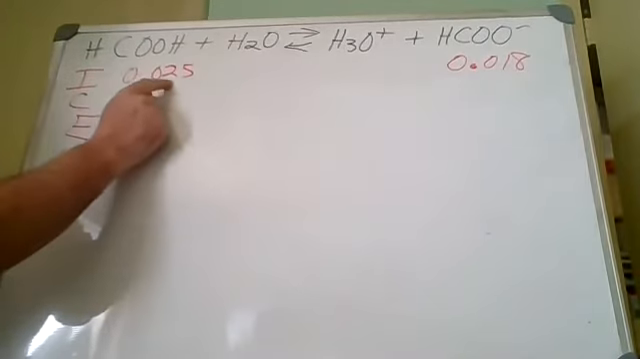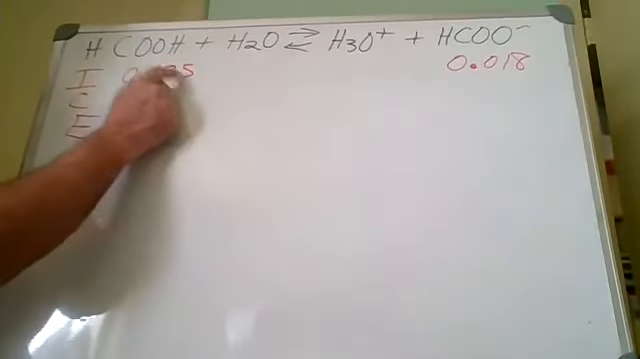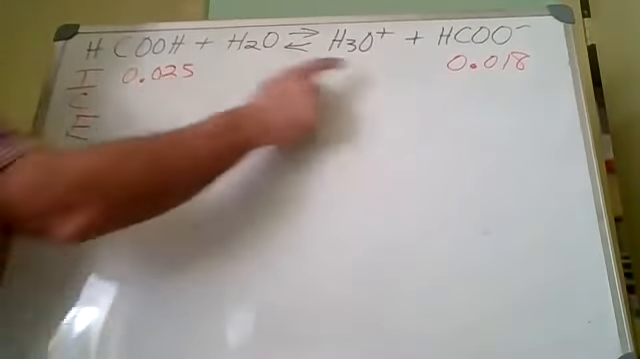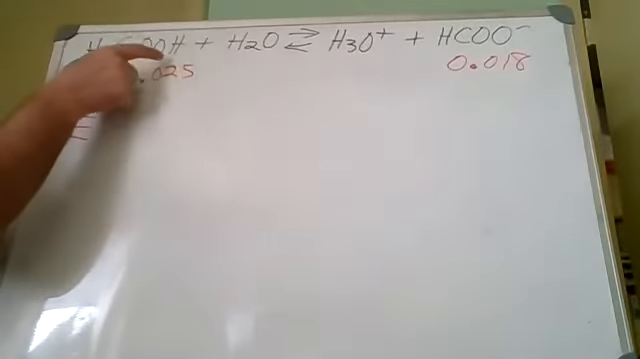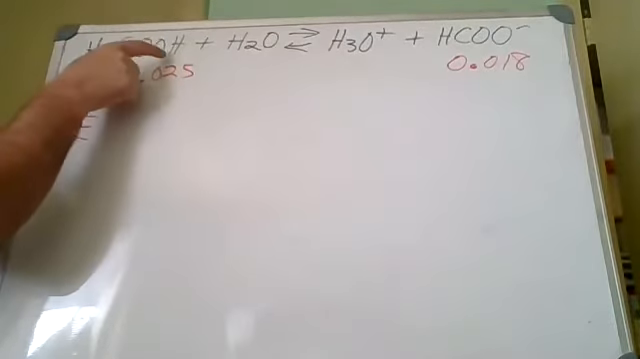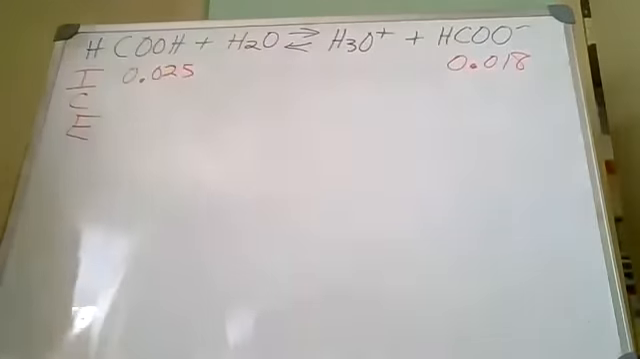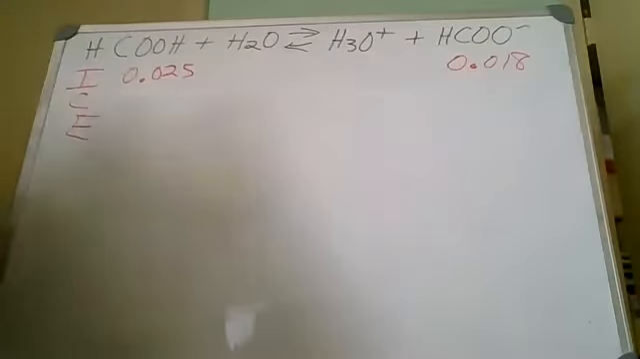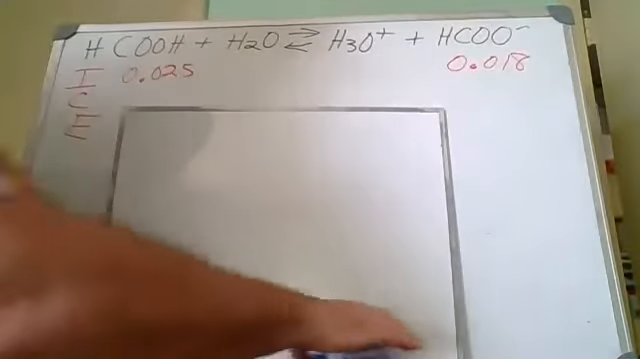So if I were to add, say, 0.005 moles of hydroxide ion here, this would be 0.020, and this would be 0.023. The addition of the strong base will pull off the proton, and the weak acid will be converted into its conjugate base. So we have to calculate the number of moles of hydroxide ion.